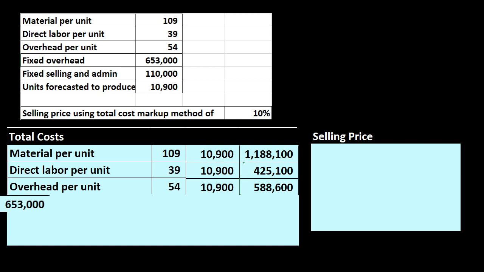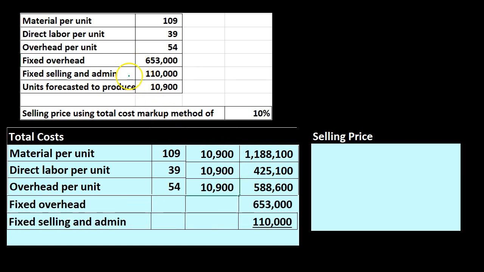Then we're just going to add to that our overhead. So we've got the fixed overhead, fixed selling, and admin. These are our fixed costs. We're going to put them in the outer column, noting that the fixed costs don't really change with the level of production. So we're going to have to put those in place, and then we're going to have to apply out the number of units to the fixed costs. So those are the things that kind of mess up our calculation, because with a different production level, we would come up with a different total cost.